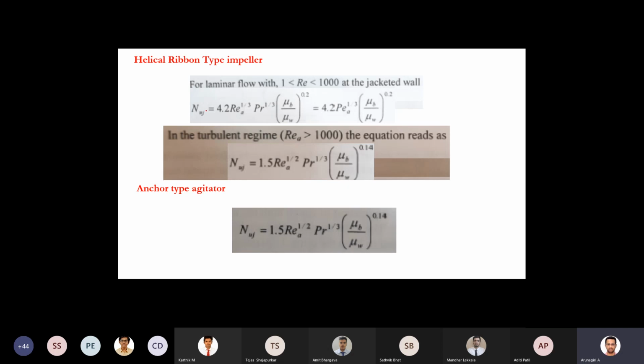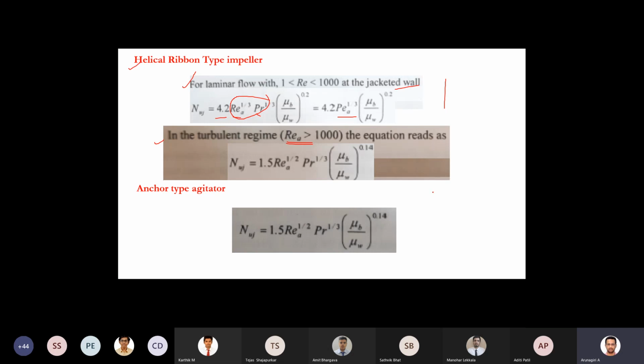So for proximity agitators like the helical ribbon type impeller, the correlations will be like this. For laminar flow you have to have a separate equation, and for turbulent flow a different equation. But the equations are similar to your Dittus-Boelter equation: 4.2 Reynolds number power 1/3, Prandtl number power 1/3. If you combine these, you get the Peclet number power 1/3, then the viscosity correction factor. If the Reynolds number is greater than 100 in these jacketed walls, and if it goes greater than 1000, you can say they are in the turbulent regime.